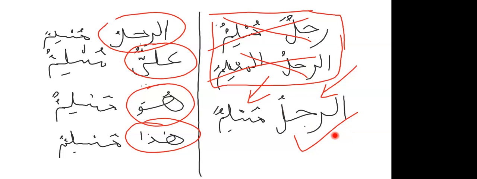But the point is that a sentence, a jumla ismiya, a nominal sentence, is a sentence that starts with a noun, and that noun is usually definite. And what comes after it is usually indefinite. Do you get? So the pattern of a nominal sentence, al-jumlatul ismiya, is definite, indefinite, ma'rifa, nakira.